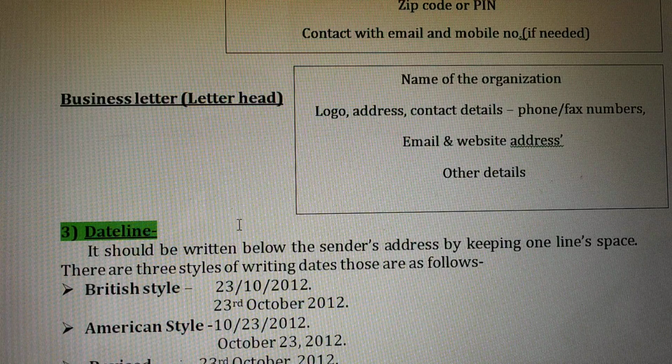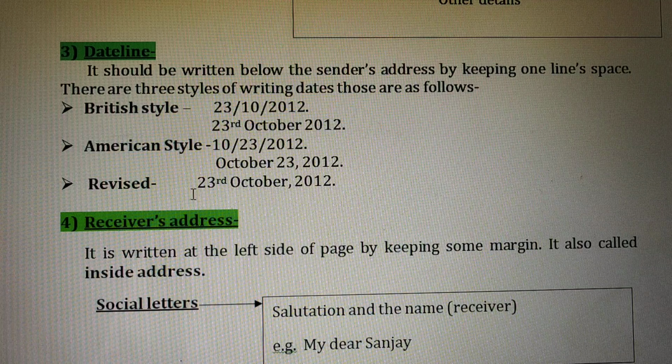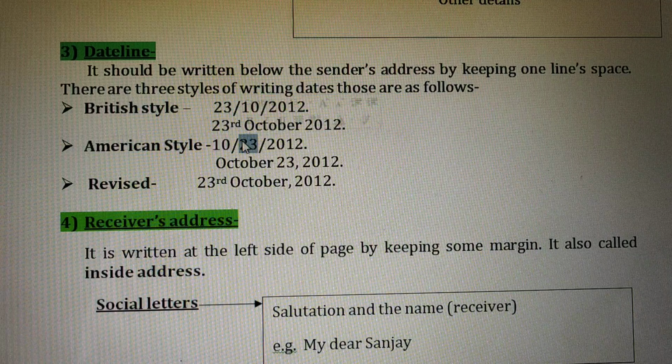Then after writing the sender's address, we have to write the date. There are three types of date writing. British style is the first one, the second one is American style, the third one is revised style. In British style, first of all the day, month and year. It may be written like this: 23rd October 2012. Or American style, in which first the month is there, then the date, and then the year. A little difference is there: October 23, 2012.